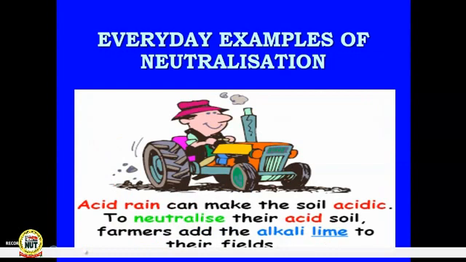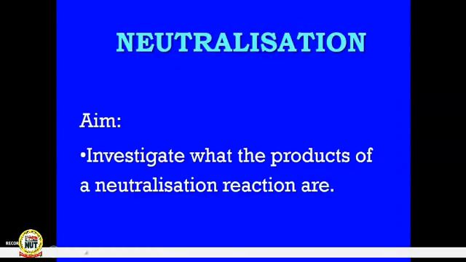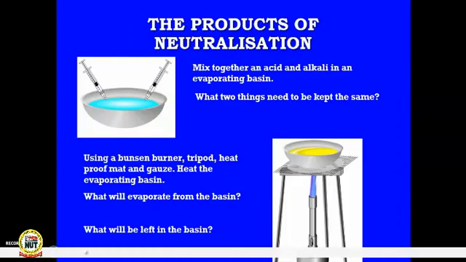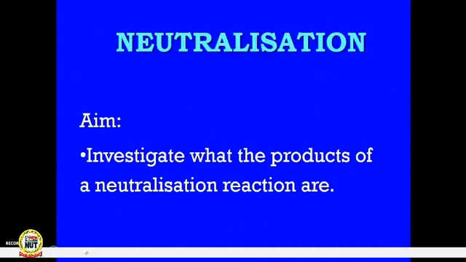Now, acid rain can make the soil acidic. To neutralize acid soil, farmers add alkali, which is what? Lime, to their field. When a land is acidic, lime can be added, and that is all. Neutralization, like I said, is a reaction where base and acid react to form salt and water only.